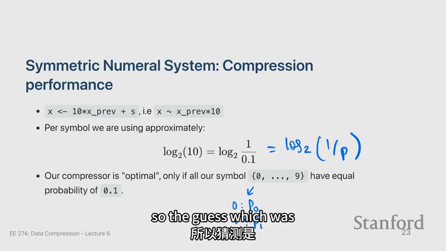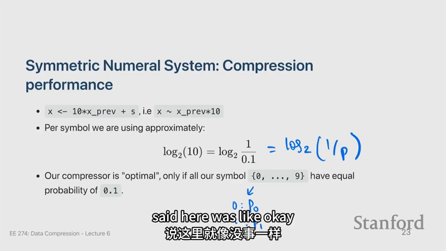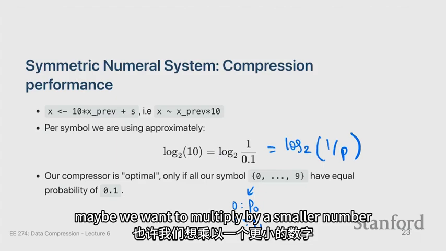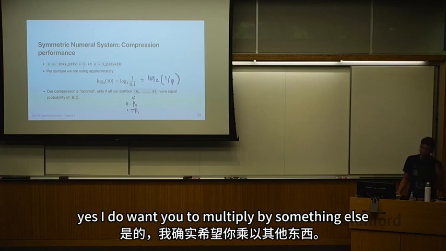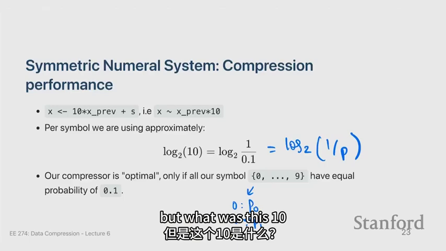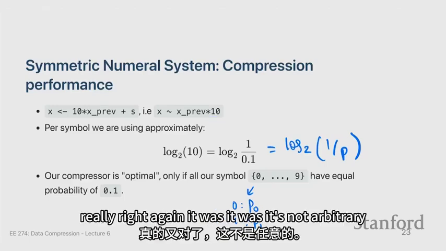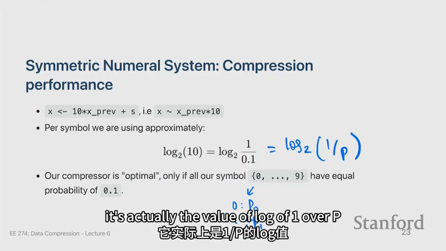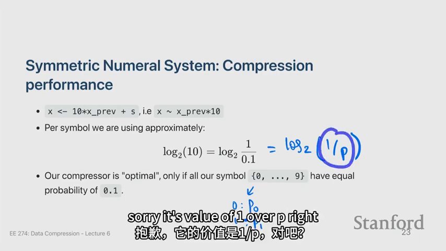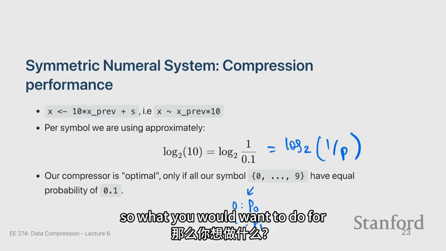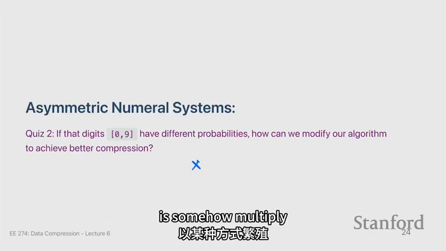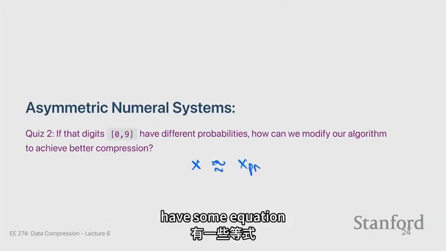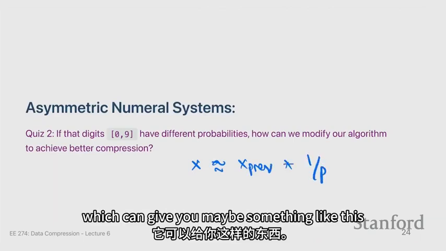That's a good guess. The guess was, okay, maybe we want to multiply by a smaller number. But why smaller? Why not bigger? Yes, I do want you to multiply by something else, but what was this 10 really, right? Again, it's not arbitrary. It's actually the value of 1 over p. So what you would want to do, when you have different probabilities, is somehow have some equation which can give you something like this, right?